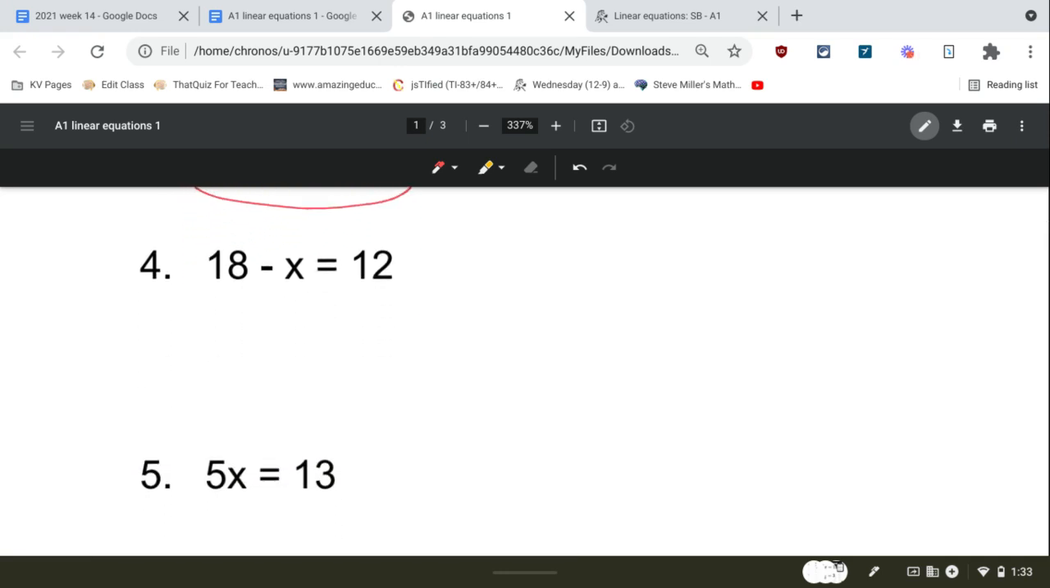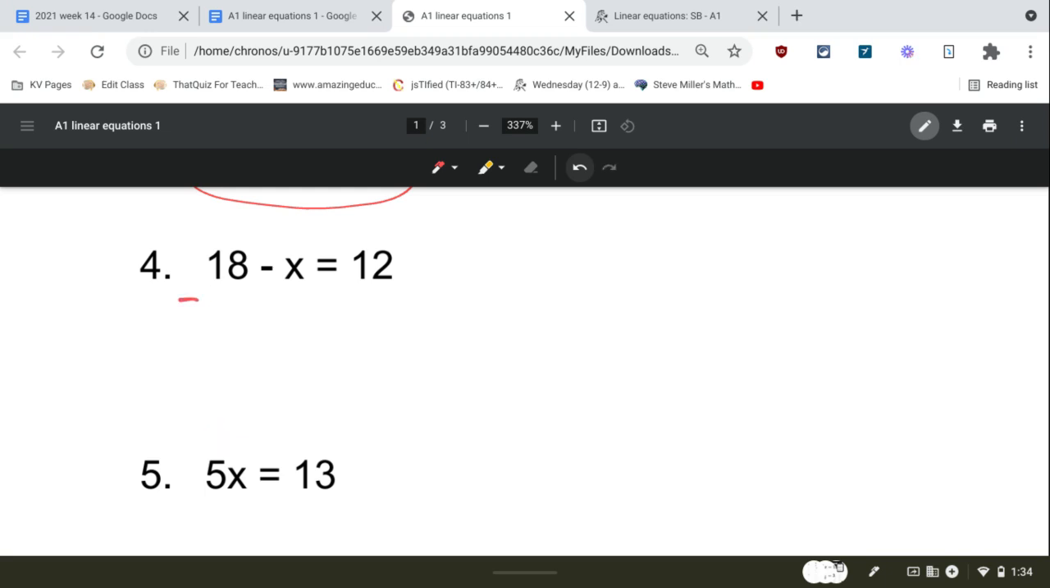Number 4, this one is a lot easier than you might think. It's just 18 minus what number is equal to 12? Well, hopefully you see that the answer is 6. 18 minus 6 will give you 12. But if you didn't see that, here are the steps.